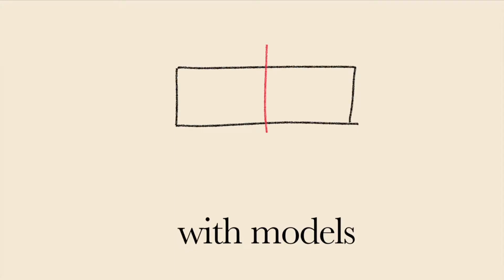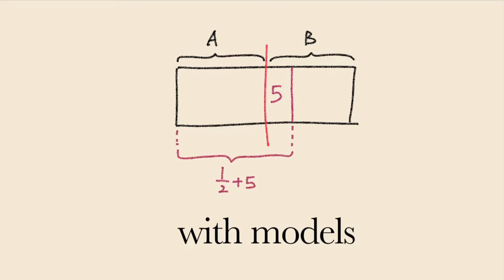Next, let's split this into half. Well, we will say A has half and B has half. Next, what if I were to say A doesn't have half? A has 5 more than half. Well, A's portion would therefore be half plus 5, with this half representing half a unit and this 5 representing an actual quantity. Now, this is B's portion.